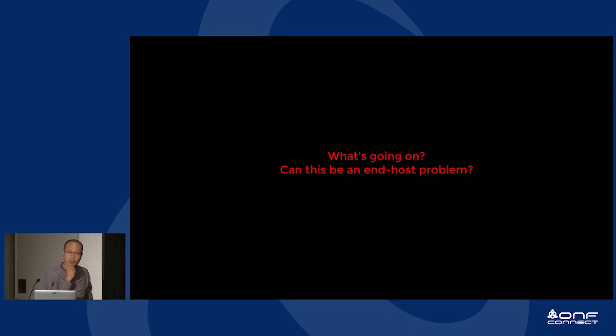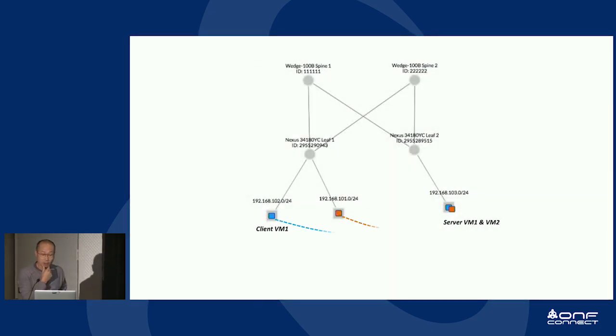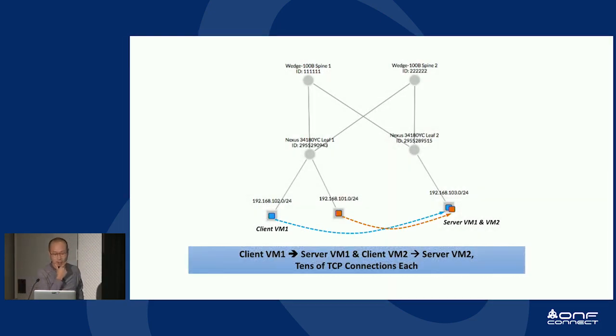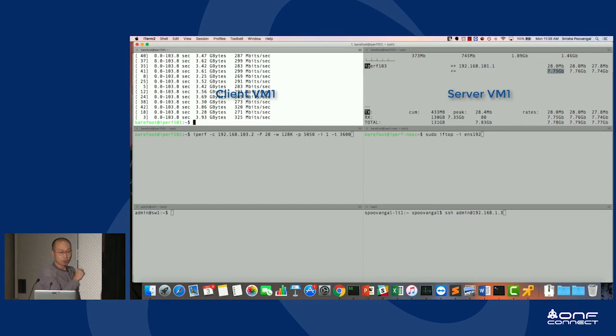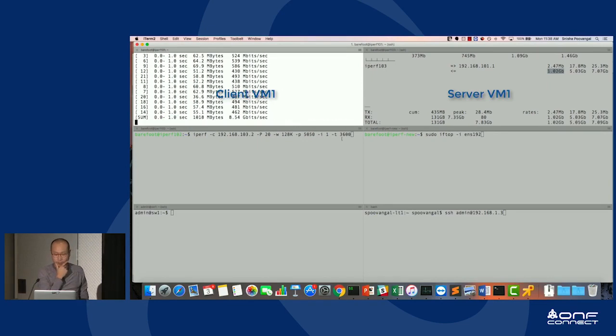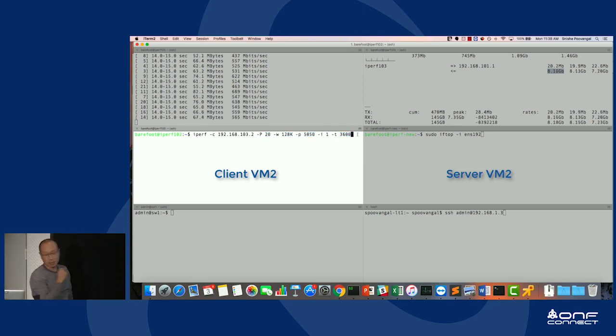Could this be an end-host networking problem, some bottleneck happening within the server or client? To confirm that, I started a second test. I have another sender, and I created another receiver VM within the same server. So the same set of connections, one pair, and then I'm starting the second pair now from a new physical machine to the same physical machine, but the second VM.